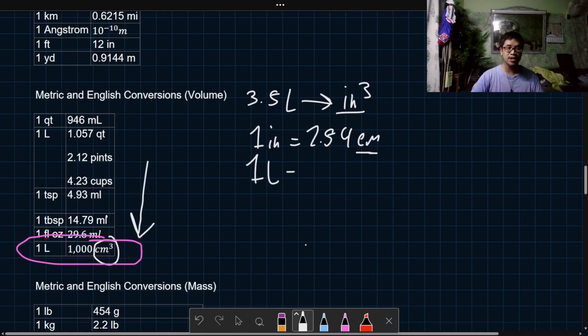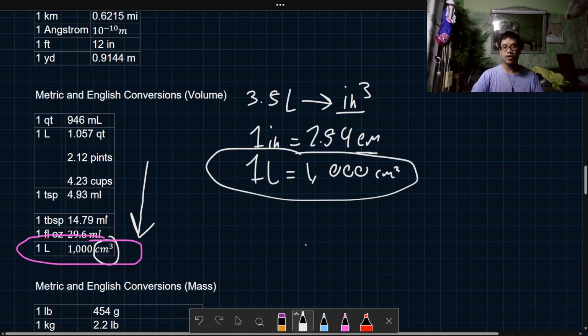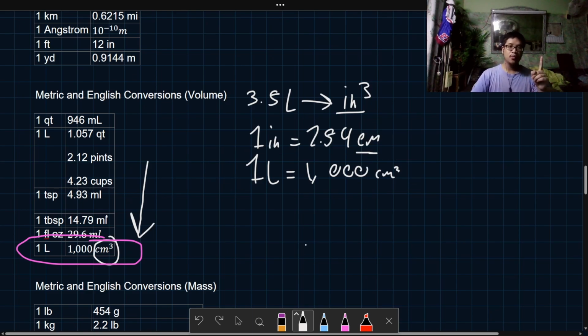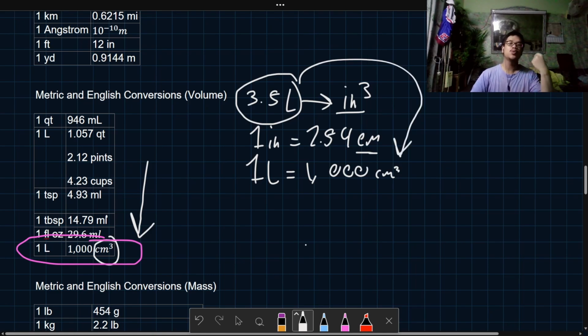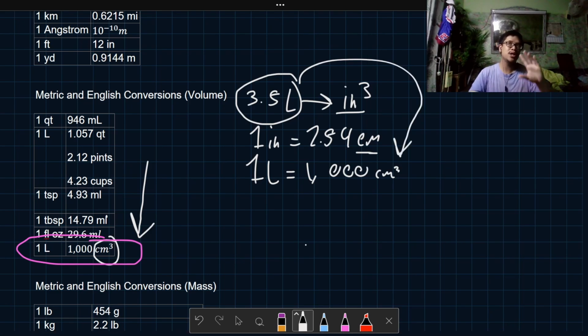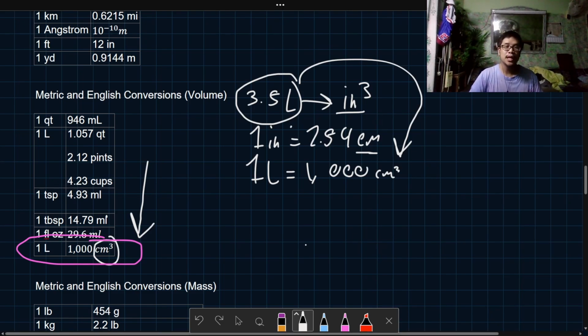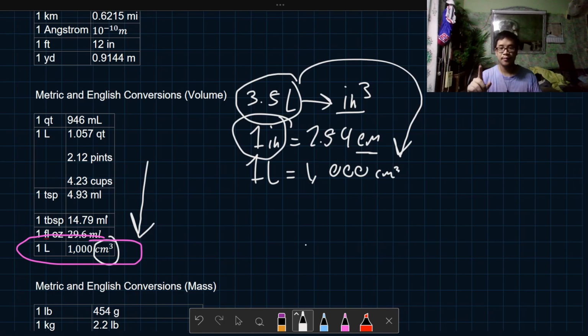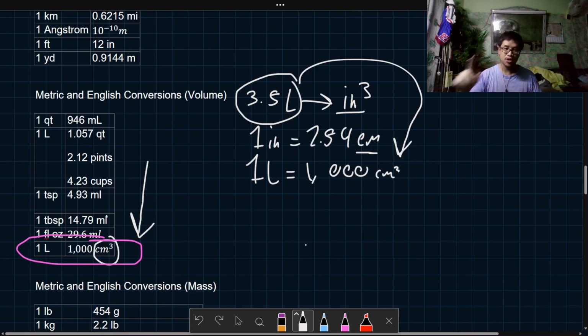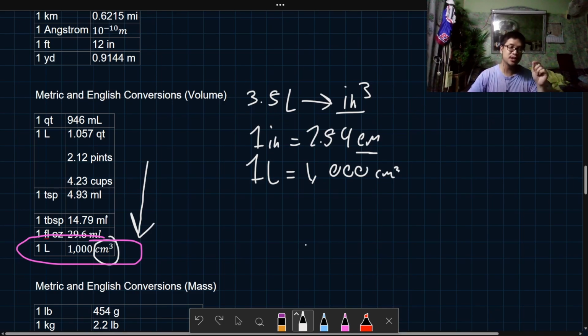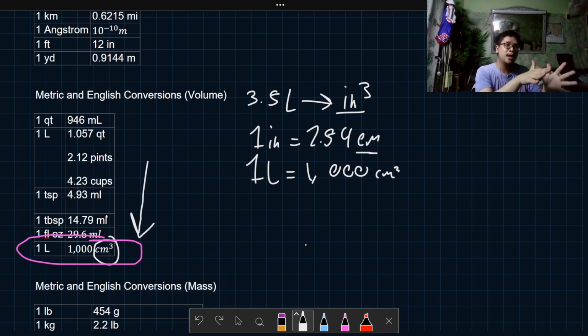Which is 1 liter is equivalent to 1,000 cubic centimeters. Why should we use this first? Because first, we must convert liters to cubic centimeters. And once we have cubic centimeters, we can convert cubic centimeters into inches. So that is what we're going to do. First, we convert the liter into cubic centimeters, then we convert that into cubic inches.